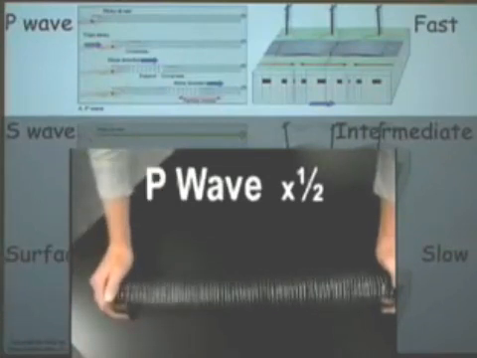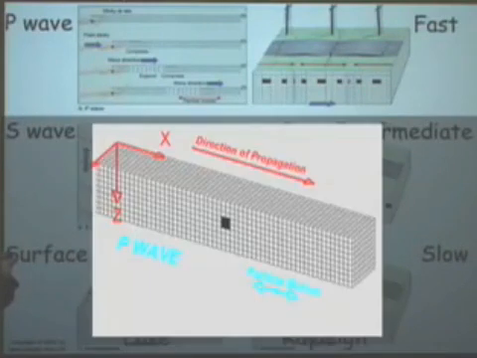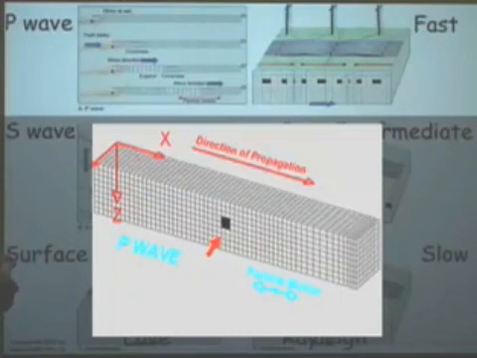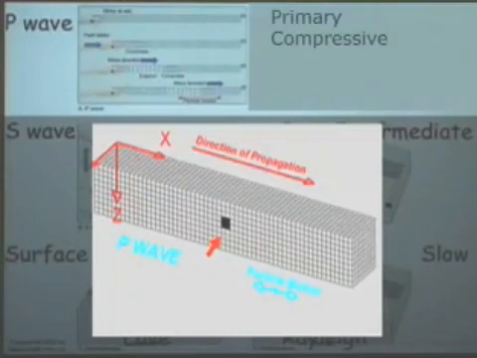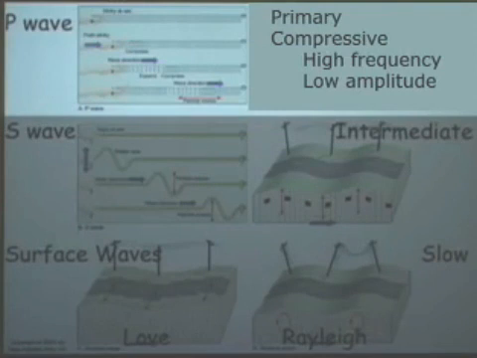In this case, if you were to look at one loop of the slinky, you would see that the loop would move back and forth along the direction of wave travel as the wave goes from left to right across the diagram. The properties of the P waves are that they tend to be high frequency and small amplitude. And of course, they're the fastest waves. They will be the first ones to arrive from a distant earthquake.